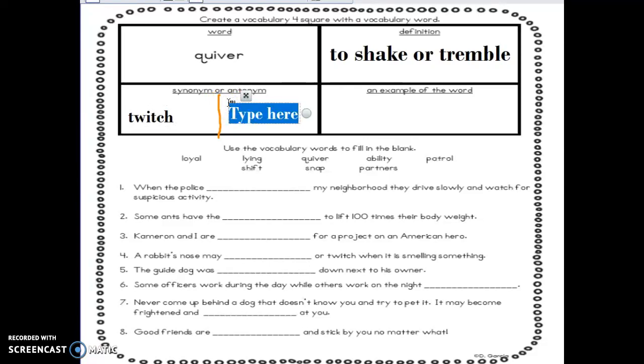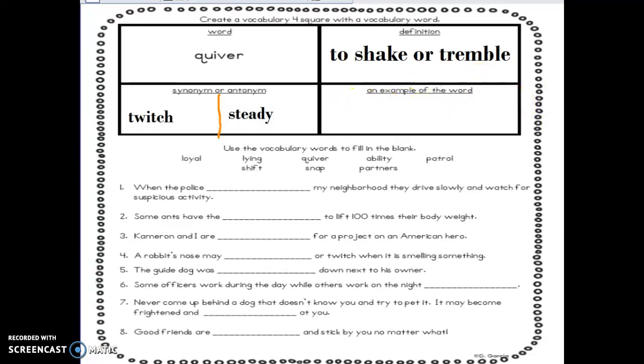So if quiver means to shake, tremble, twitch, those words all have similar meanings. The opposite of quiver would be something like steady. If you're steady, that's the opposite of quivering. Because steady means you're solid. You're not shaking, you're not trembling, you're just solid.